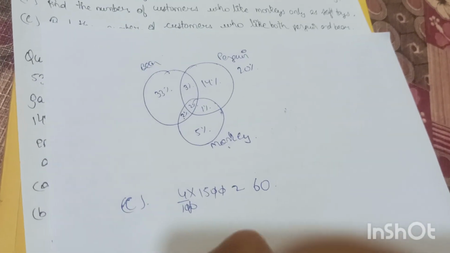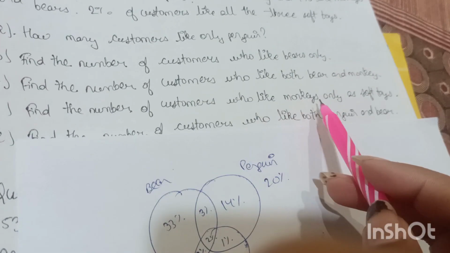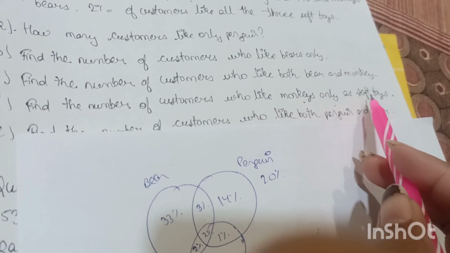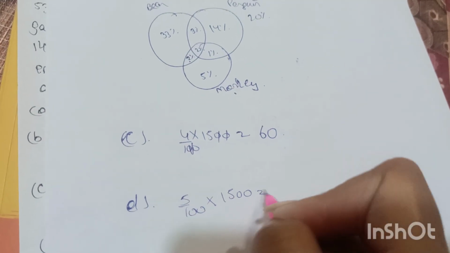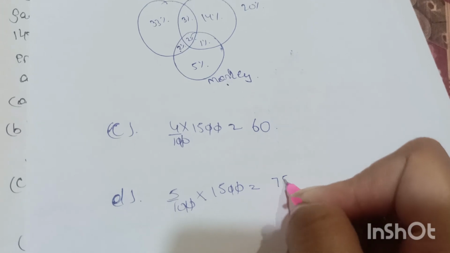And now for option D. Find the total customers who like monkeys only as soft toys. Monkeys only will be 5%. So 5 upon 100 into 1500. You will get the value as 75.